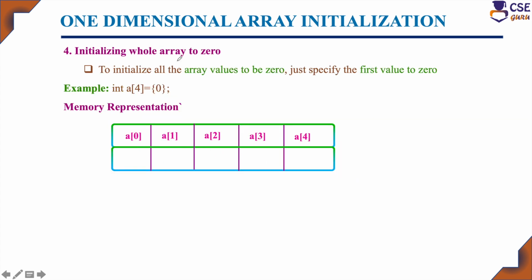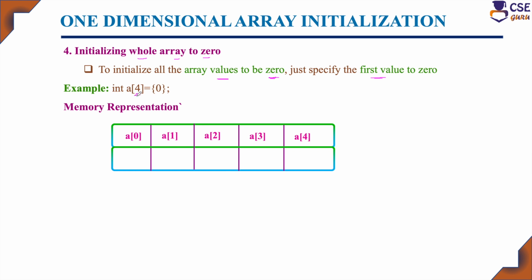Next method is initializing the whole array to 0. Suppose during declaration you don't want to initialize the values because you don't know them, and only during execution can you assign values to the array memory locations. In that case, what we can do is initialize the array values to 0. Just specify the first value as 0, and automatically all the memory locations will be initialized to 0.